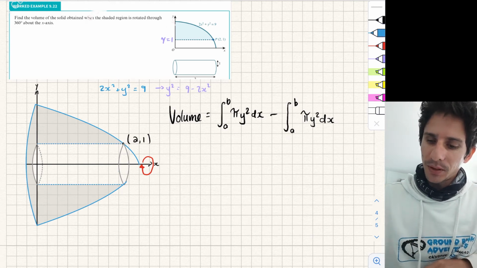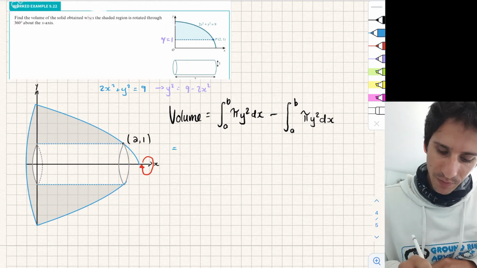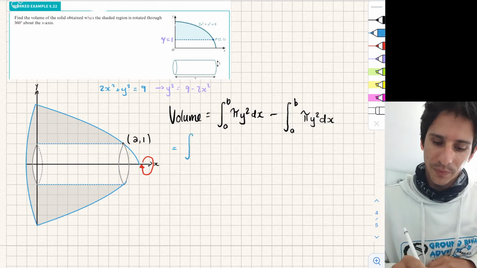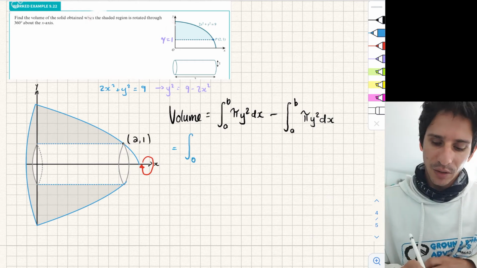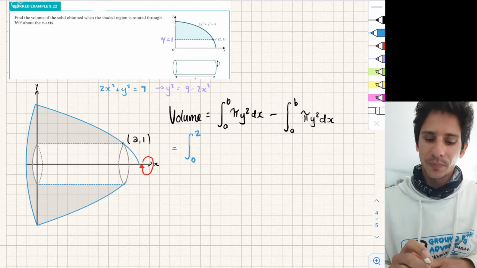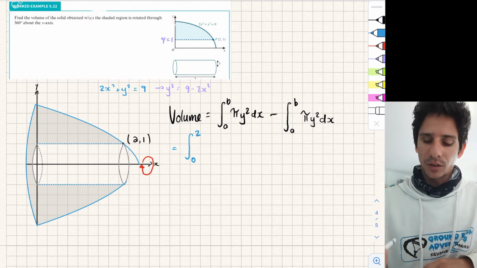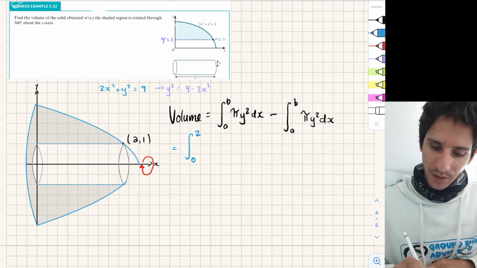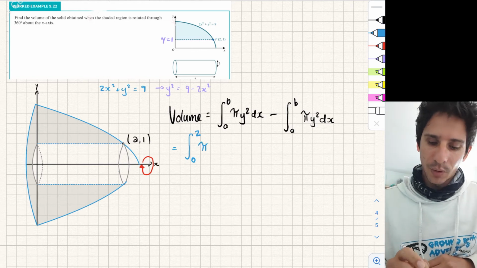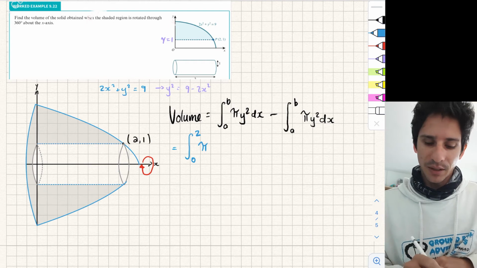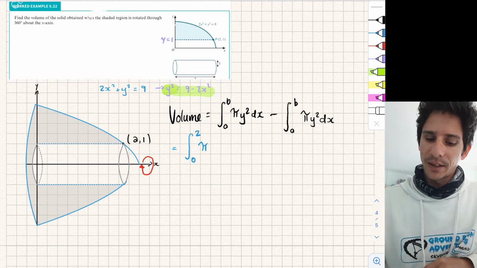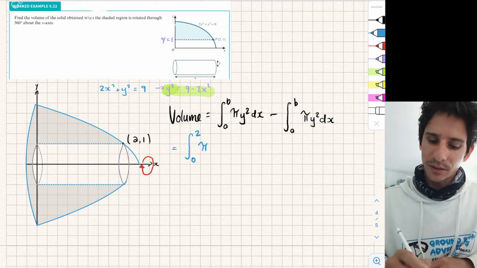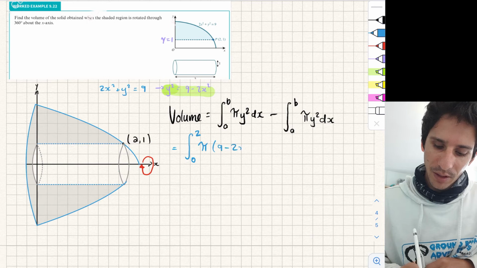So let's put the values into the equation. We're going to have the integral from our lower bound of 0, from the x-axis, all the way up to 2 on the curve. Now we want pi times y squared. I've manipulated the equation over here to show me that y squared is just going to give me 9 minus 2x squared. So this will be pi times 9 minus 2x squared with respect to x.